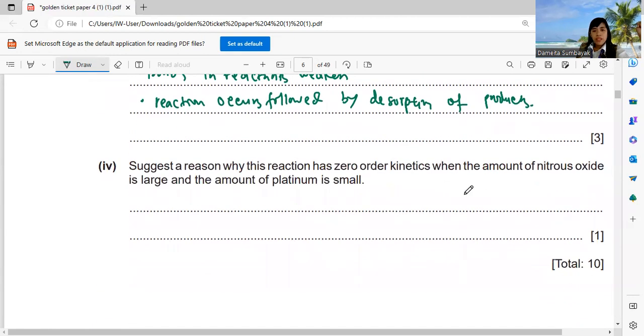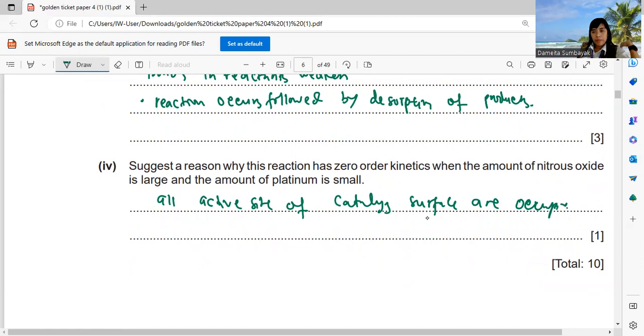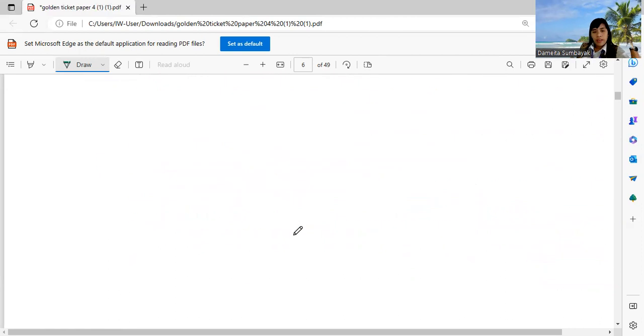Suggest a reason why this reaction has zero order kinetics when the amount of nitrous oxide is large and the amount of platinum is small. That's because all the active sites of the catalyst surface are occupied. Okay, next.